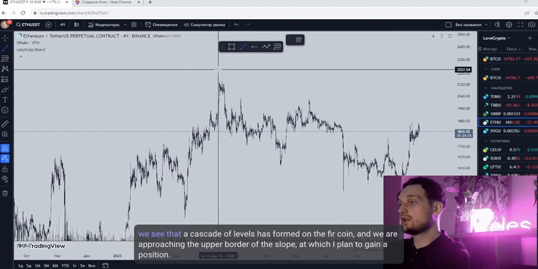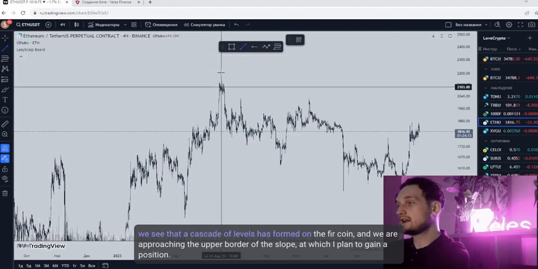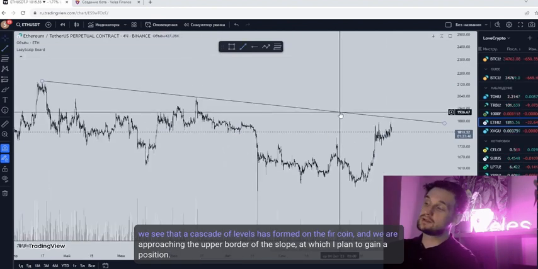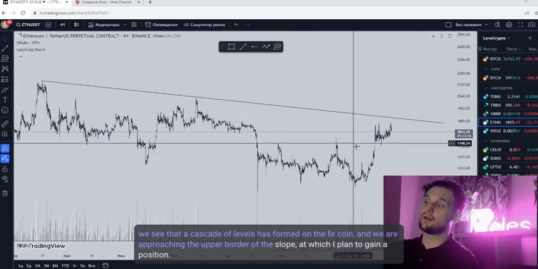We see that a cascade of levels has formed on the FIR coin, and we are approaching the upper border of the slope, at which I plan to gain a position.